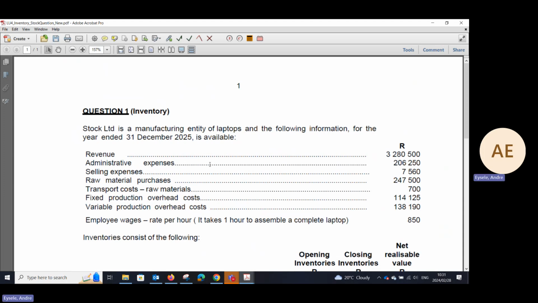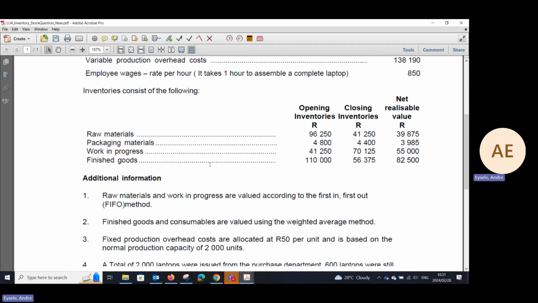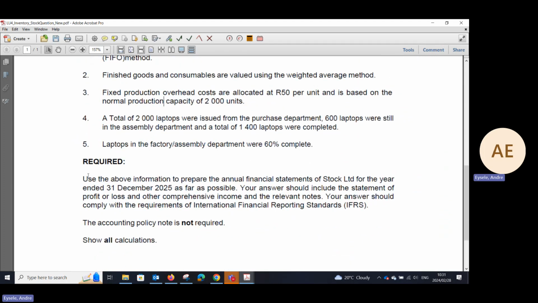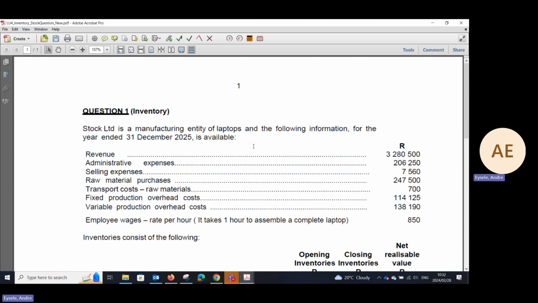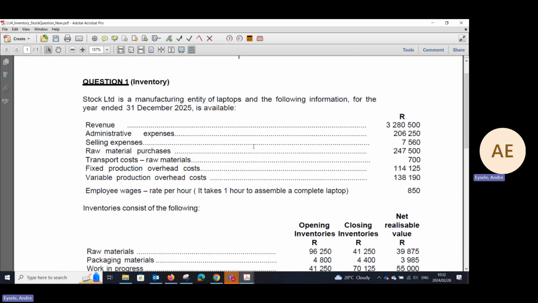Okay, as indicated before, whenever you get a question, you can go to the required to know exactly what is expected of you. Here the required is: prepare financial statements that include the statement of profit or loss and other comprehensive income and relevant notes with regards to inventory. We need to look at this inventory section, where we can immediately see that we are dealing with inventory: purchases for the year, transport cost, fixed production overhead, and variable production overhead costs.